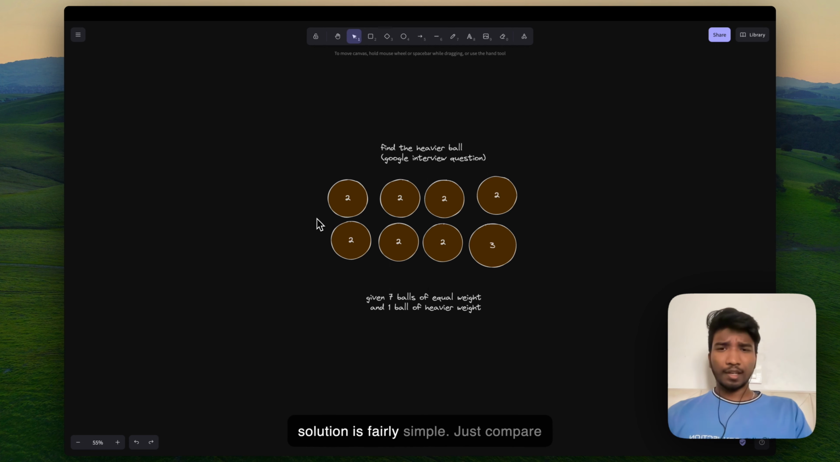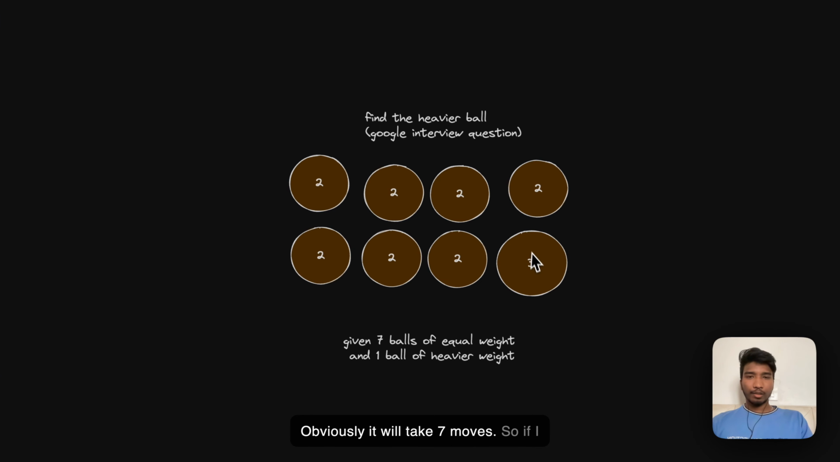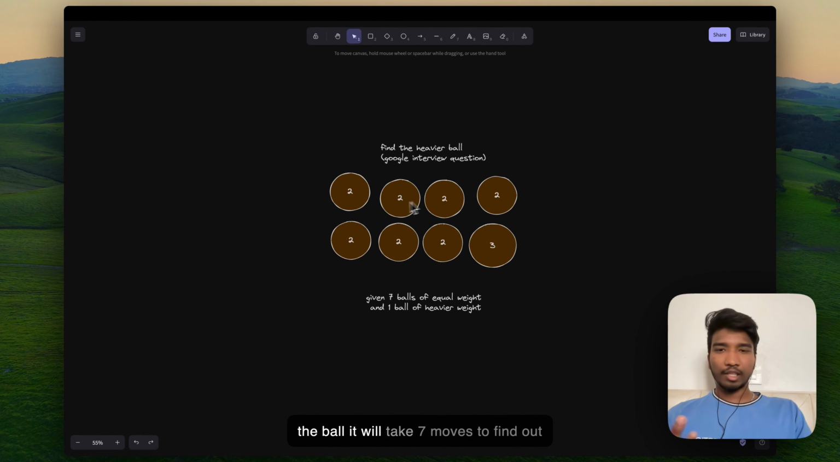So the first solution is very simple. Just compare one ball to each and every ball. Obviously it will take 7 moves. So even if I take the heavier ball, whatever the ball, it will take 7 moves to find out which is heavier.